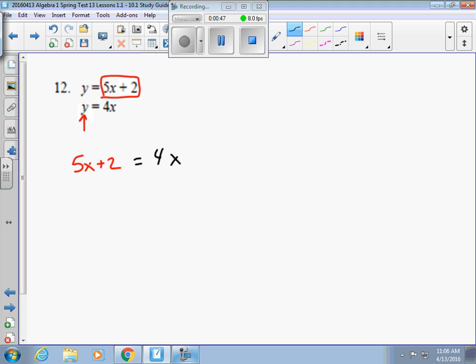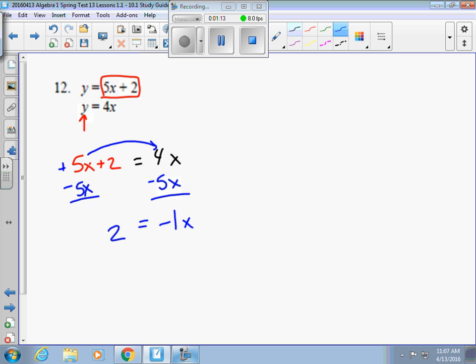Now to solve for x's value, we get all of our x's on the same side. Typically, we would bring the 4x over to the 5x side since it's smaller. But since there's a plus 2 on that side, we'll bring this 5x over. It's positive 5x. We undo that by subtracting it. You subtract it on the left, subtract it on the right. 4x minus 5x is negative 1x. That's equal to 2, which is still on that side.